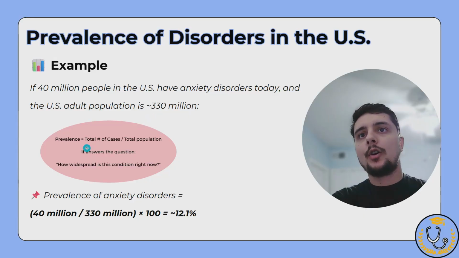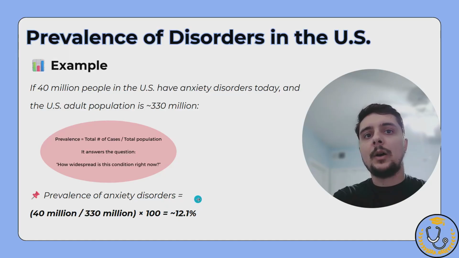So then we take our total number of cases, that would be 40 million people with anxiety disorders, over the total population, which would be 330 million. So our prevalence of anxiety disorders would be then 40 million divided by 330 million times 100, because we want it in percentage. And that gives us a prevalence of about 12.1% in the United States for anxiety disorders.